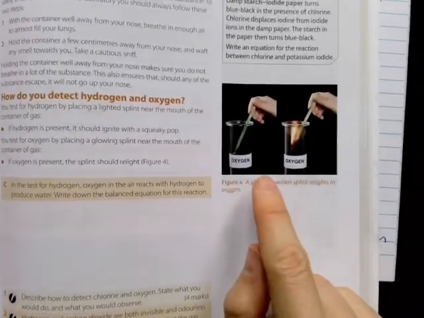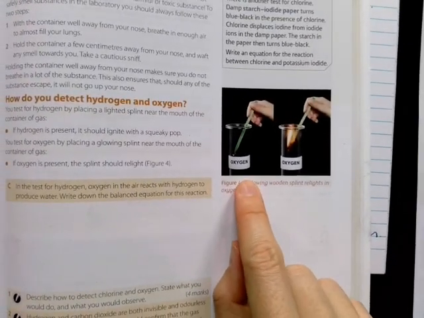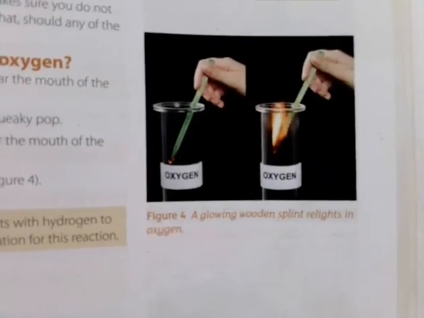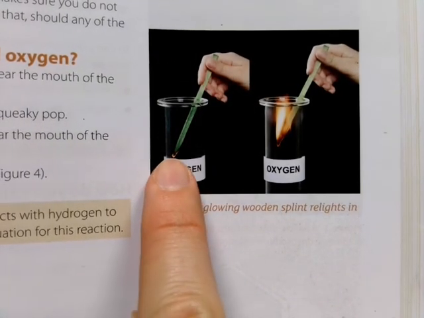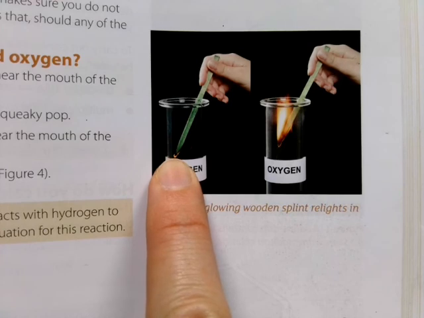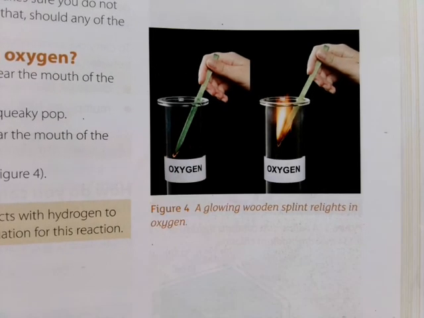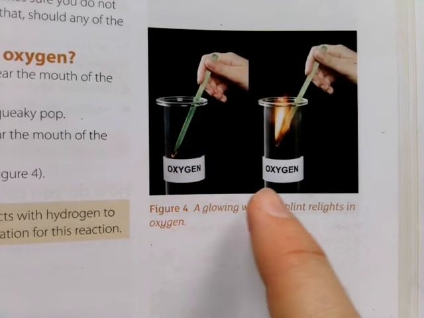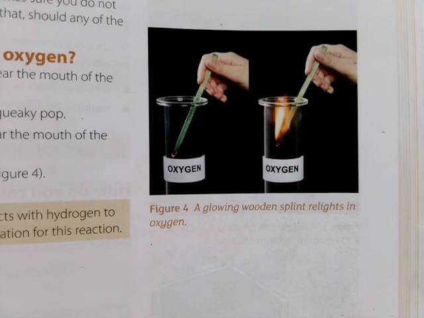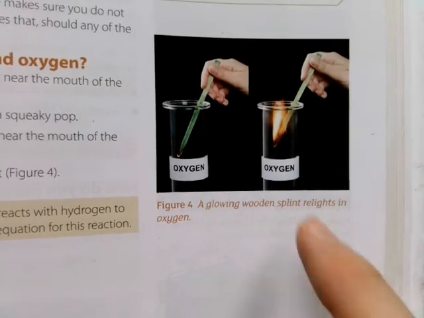You can see here, if I zoom in a little bit, all right, so you can see that this here is a glowing splint because it has been blown out, but there's still some of it that's, you know, like orange-red. Okay, so you put it inside the test tube of oxygen, and then it will relight on fire again. Okay, so now we know that that's oxygen.